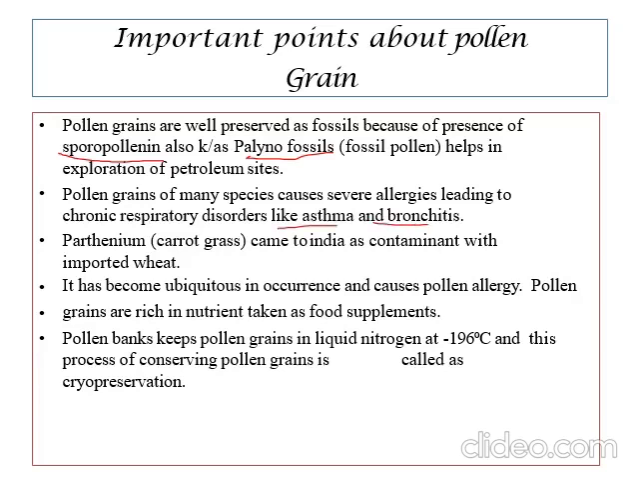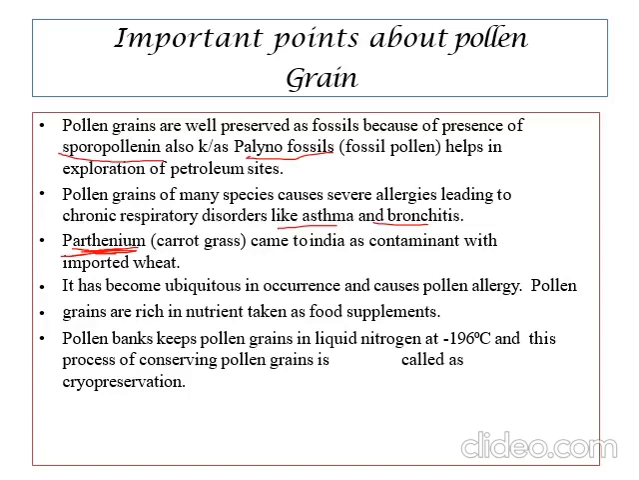Parthenium, which is known as carrot grass, is an invasive species that came to India as a contaminant with imported wheat. The pollen grains of Parthenium are very allergic. It has become ubiquitous in occurrence and causes pollen allergy. Pollen grains are rich in nutrients and are taken as food supplements as well.